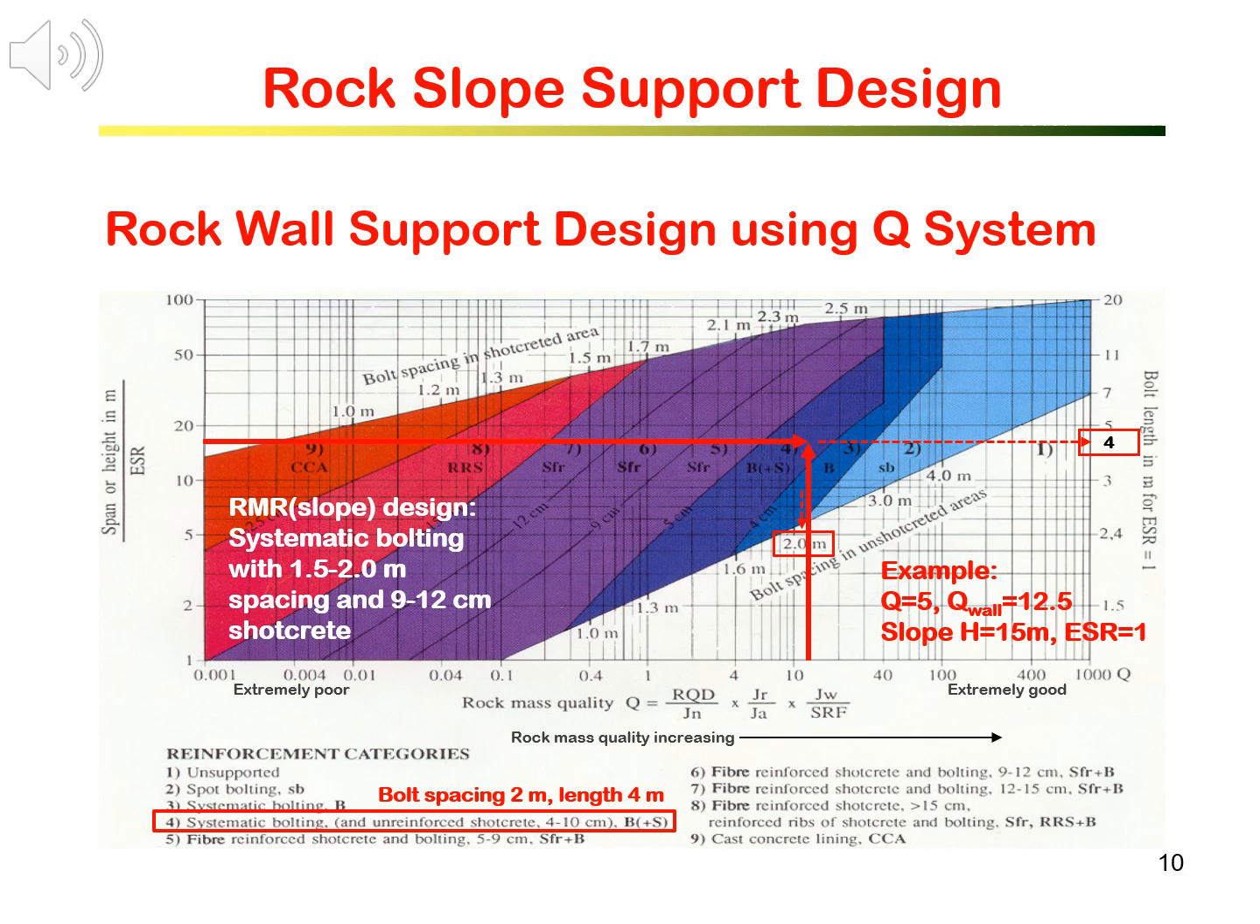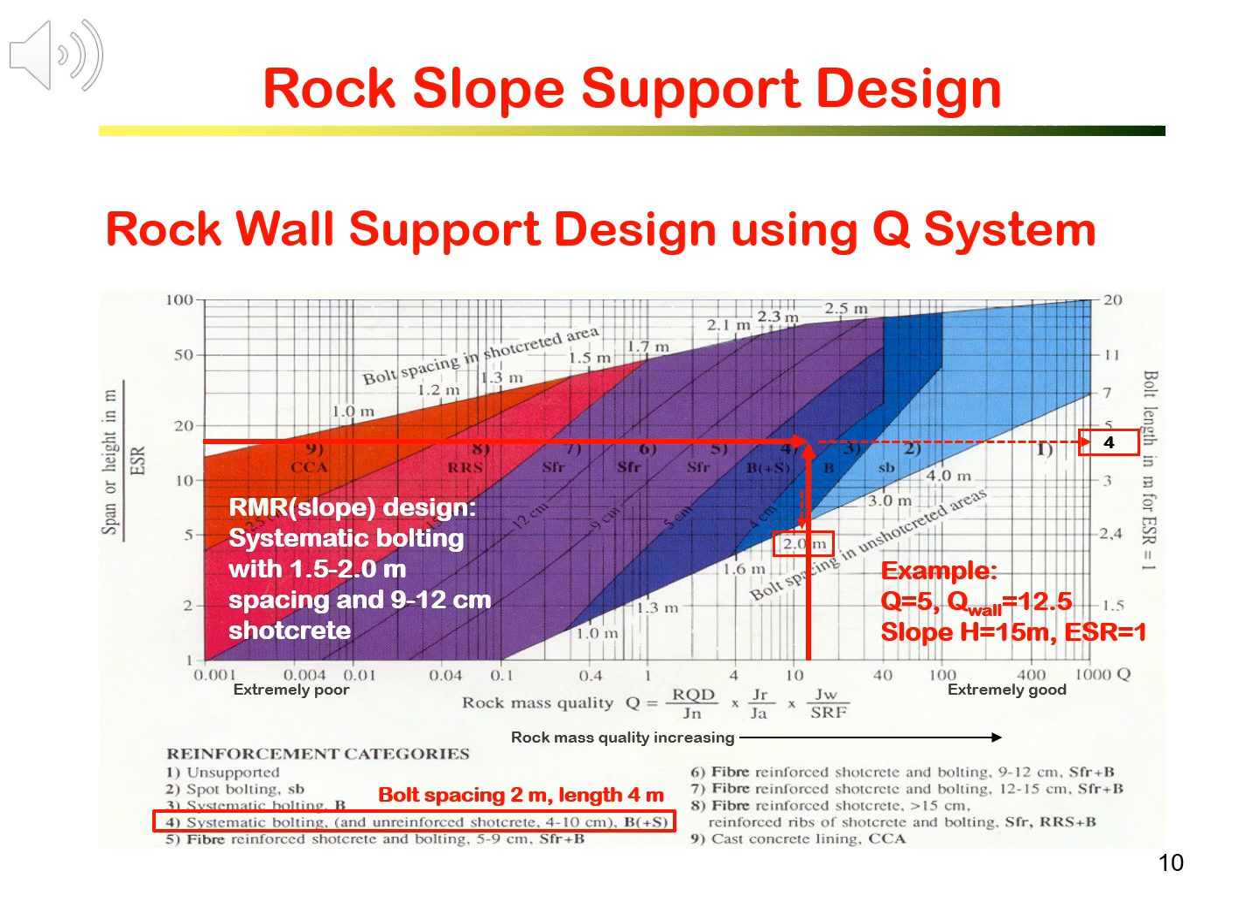It suggests that the slope will need systematic bolting with a shotcrete of 4 to 10 cm, say 8 cm. Bolt spacing is about 2 meters and the bolt length is about 4 meters.